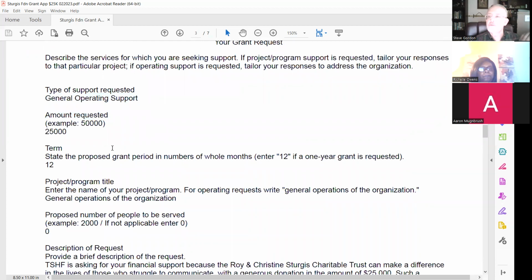That's usually contrasted with if you have a specific project, like you want them to fund a banquet or a 5K walk or something like that. Otherwise, you just want general support, which means they just give you some money that's not restricted. It's not designated to a particular project. That's the best kind of money because you can spend it on whatever you want to. Some foundations don't do that, but most do.